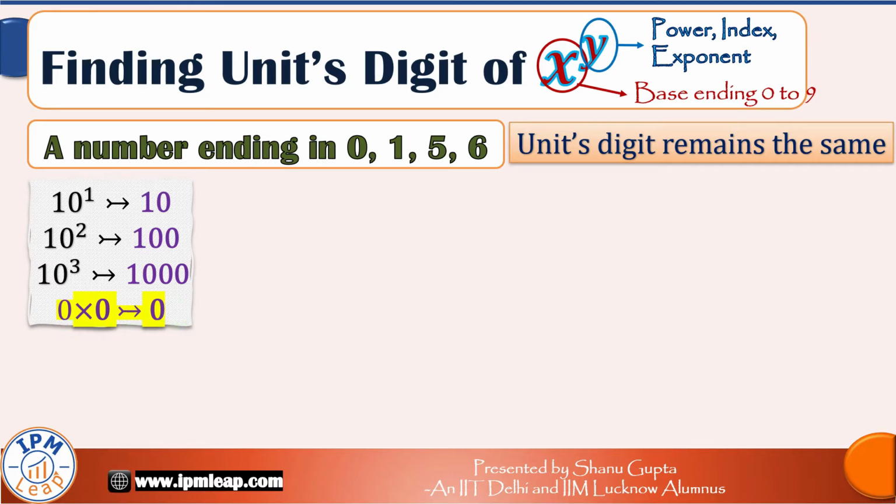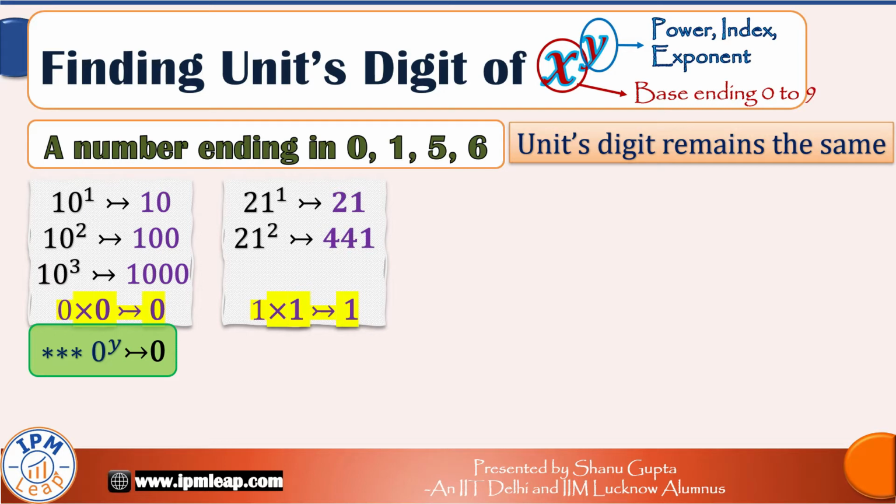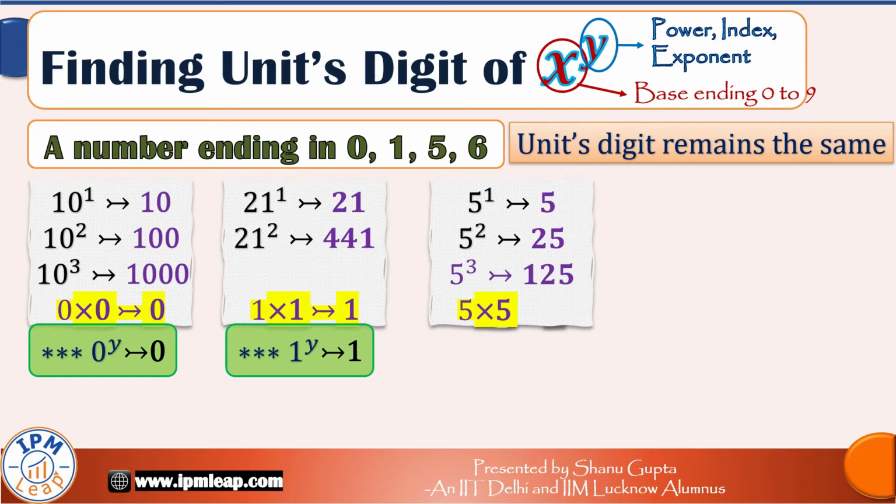If the number has a units digit of 0, no matter what power it is raised to, it will always end in 0. Same is the case for numbers with units digit 1. 1 into 1 is always 1. So, if the given number has a units digit of 1, no matter what power it is raised to, it will always end in 1. Again, 5 into 5 is 25, which also ends with 5. That means, if the given number has a units digit of 5, it will always end in 5, no matter what power it is raised to.